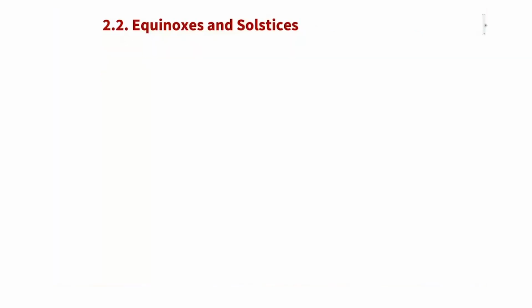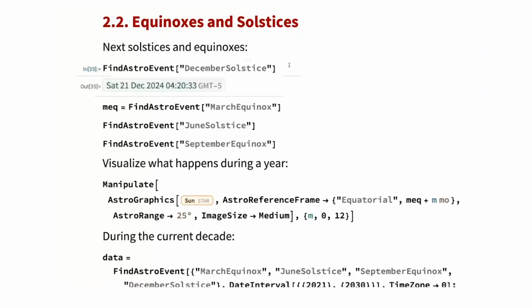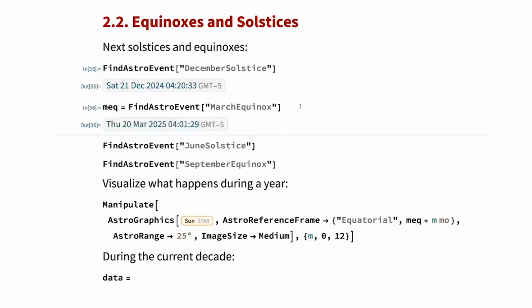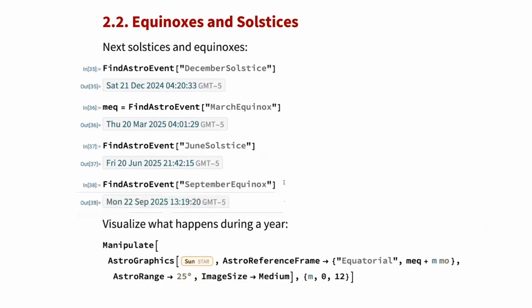Let's look first at equinoxes and solstices. So, for example, that's the next solstice, which is going to happen in December. That's the winter solstice, precise to the second. This is something that you will find tabulated in many places. That's the March equinox, also called vernal equinox or spring equinox in the northern hemisphere, not in the southern hemisphere. The June solstice and the September equinox.